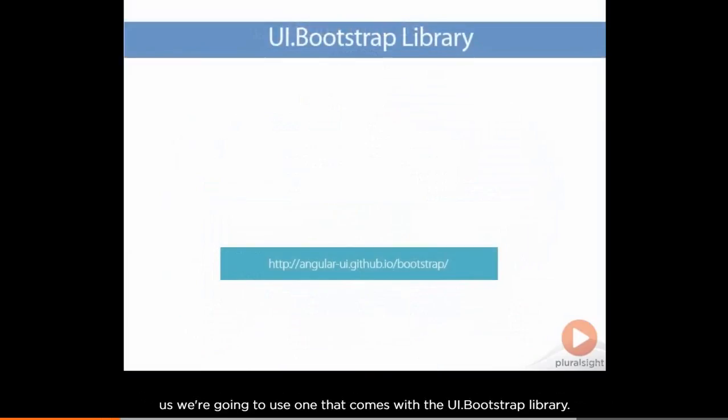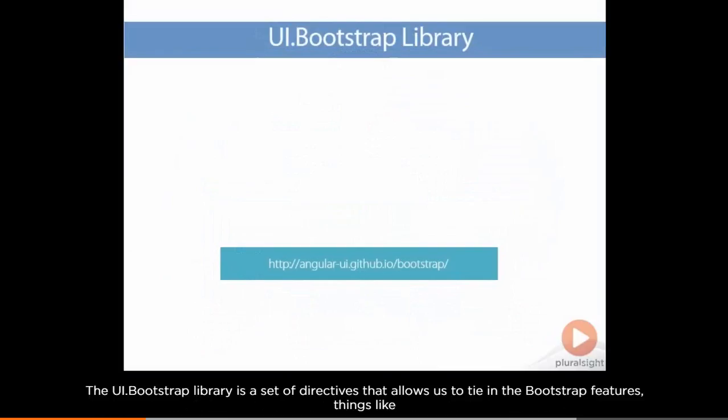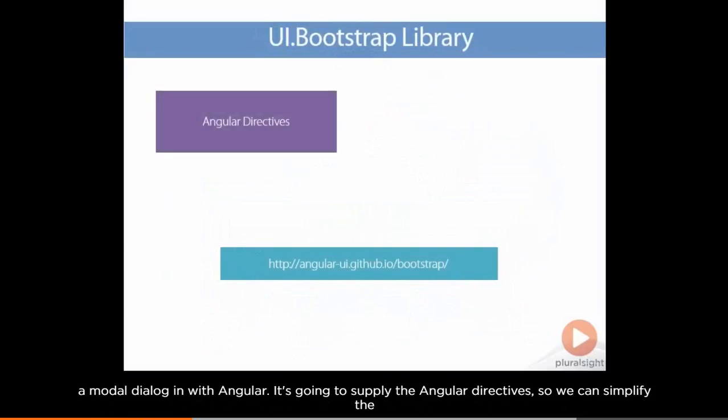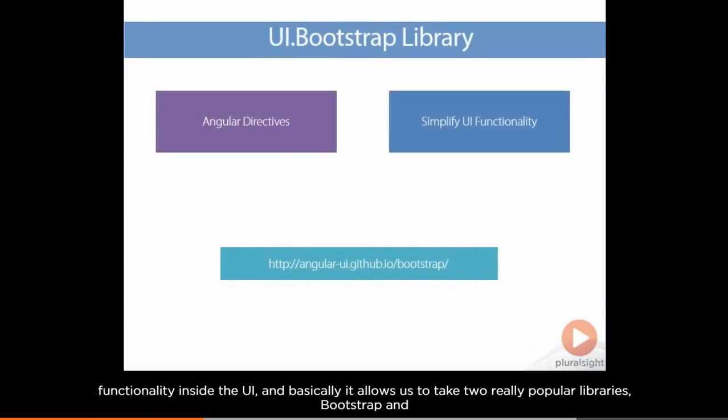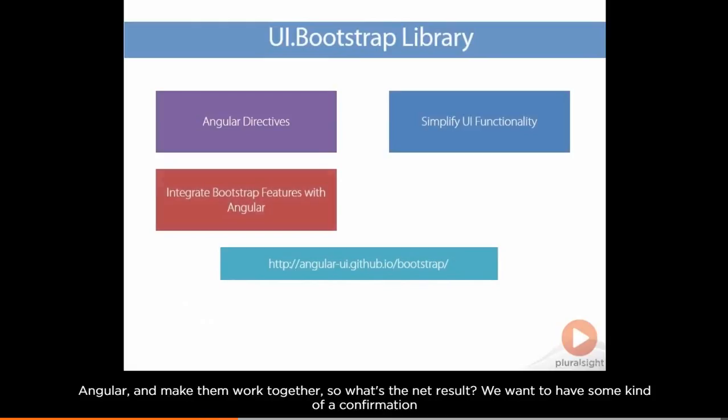And for us, we're going to use one that comes with the UI Bootstrap library. And the UI Bootstrap library is a set of directives that allows us to tie in the Bootstrap features, things like a modal dialog, in with Angular. It's going to supply the Angular directives so we can simplify the functionality inside the UI. And basically it allows us to take two really popular libraries, Bootstrap and Angular, and make them work together.